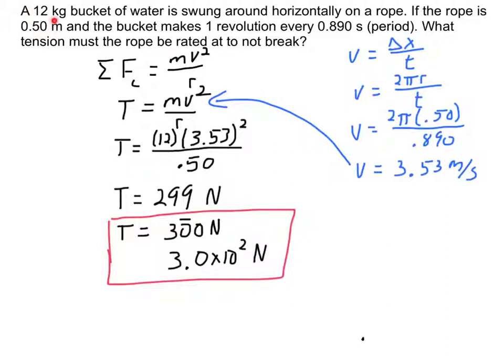Now I only have 2 sig figs, right? This has 3, but we go with the limiting one, 2 sig figs. So that's 300 newtons, or 3.0 times 10 to the second newtons. Now, the unit, of course, here is newtons, that centripetal force. Tension, it's a force, right?